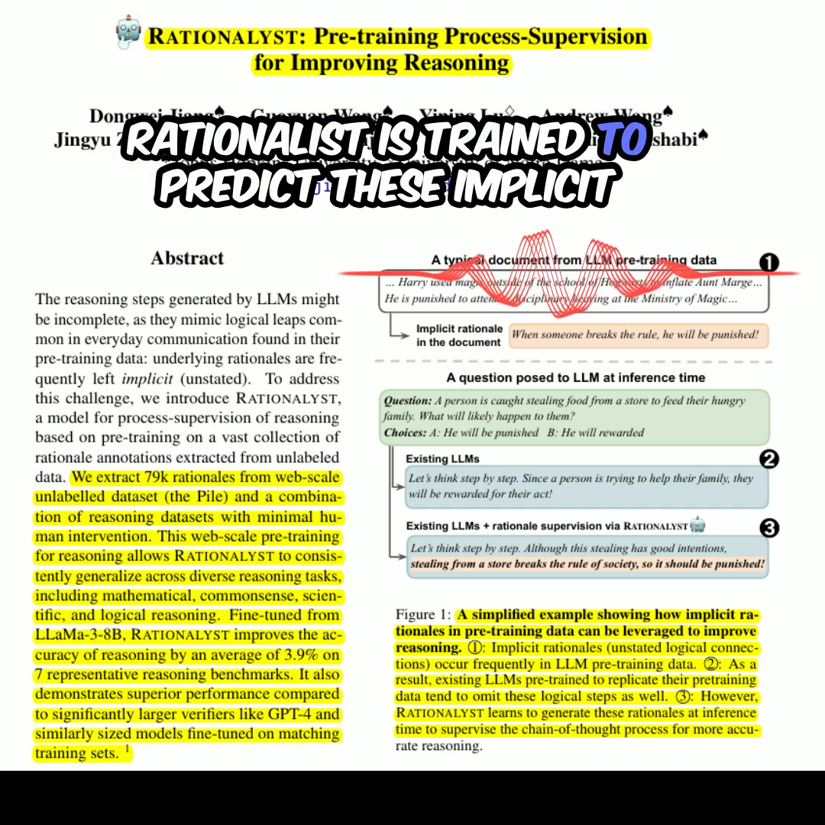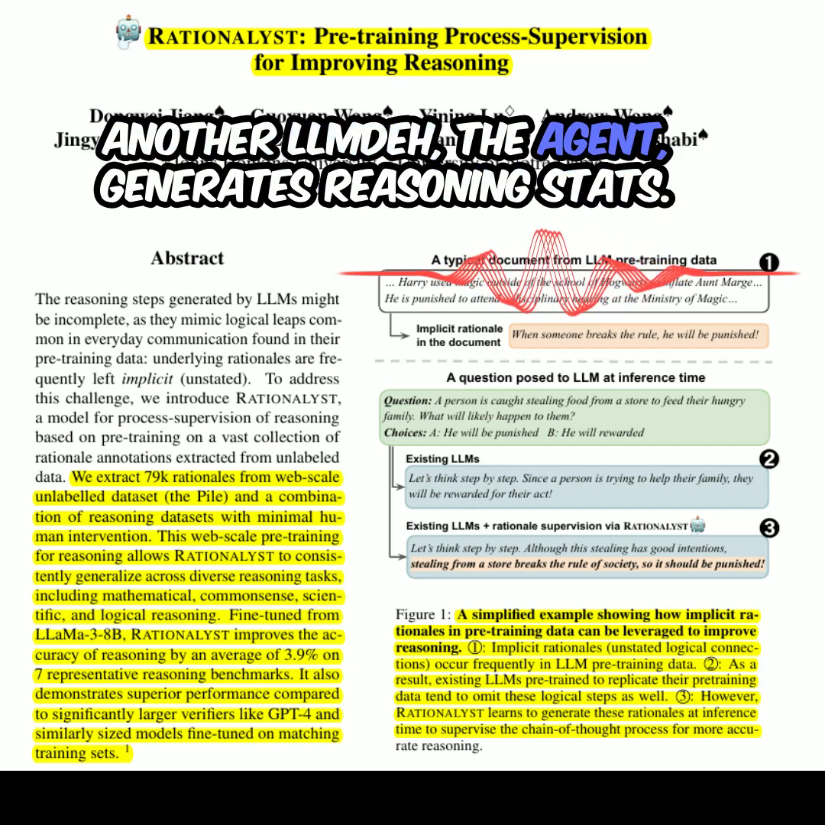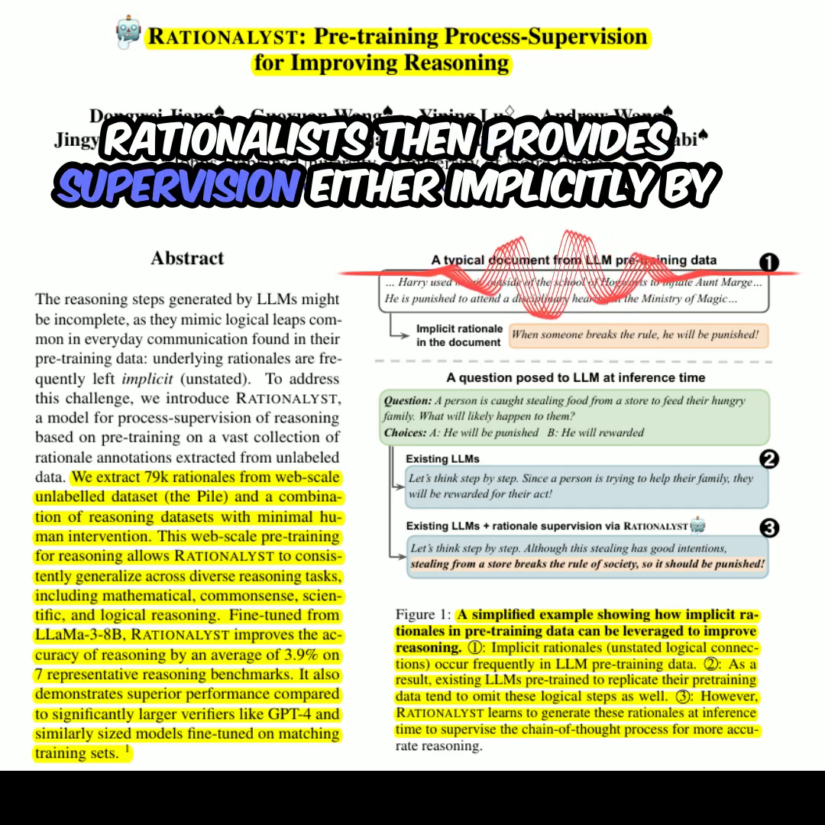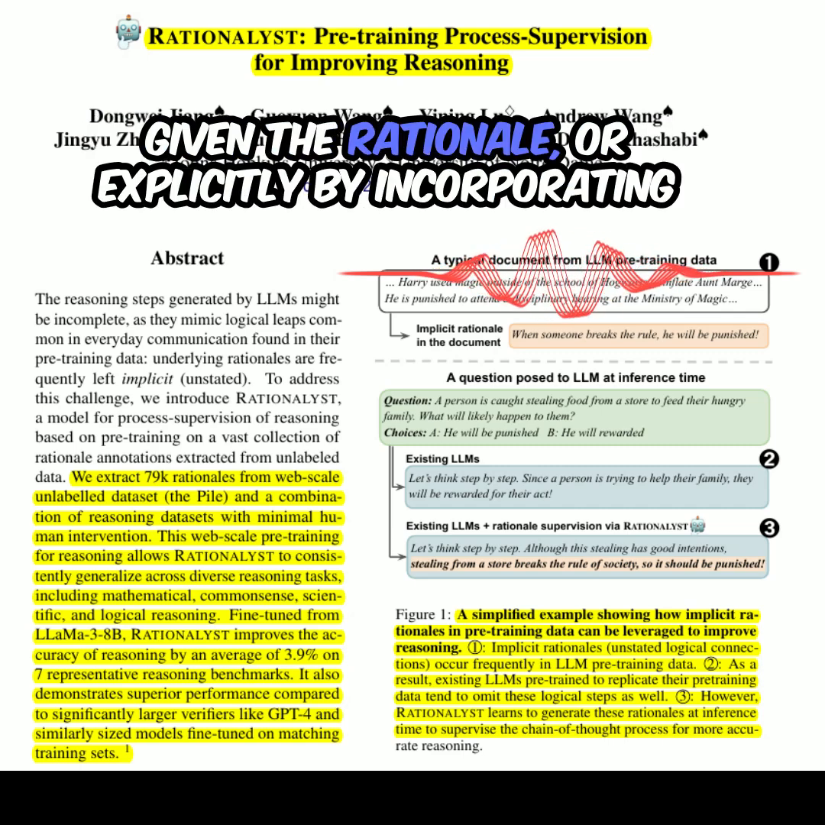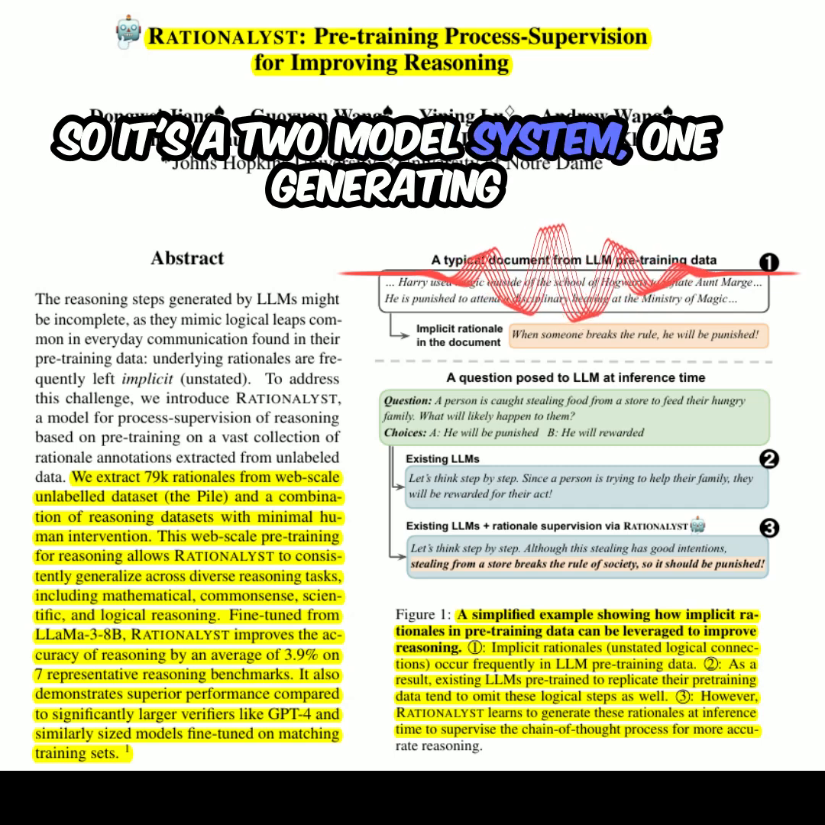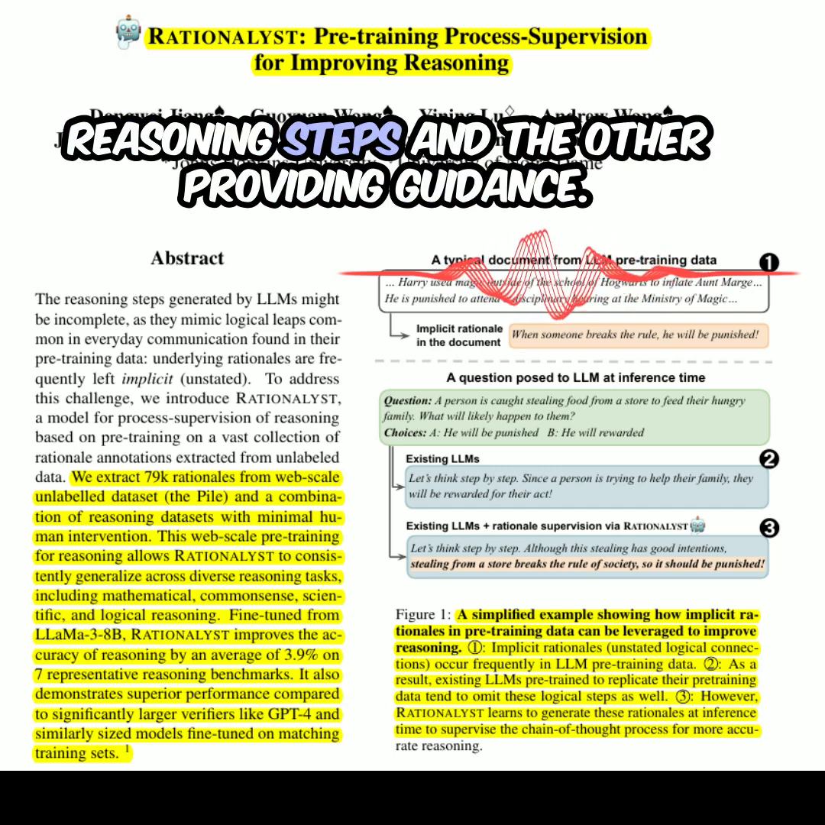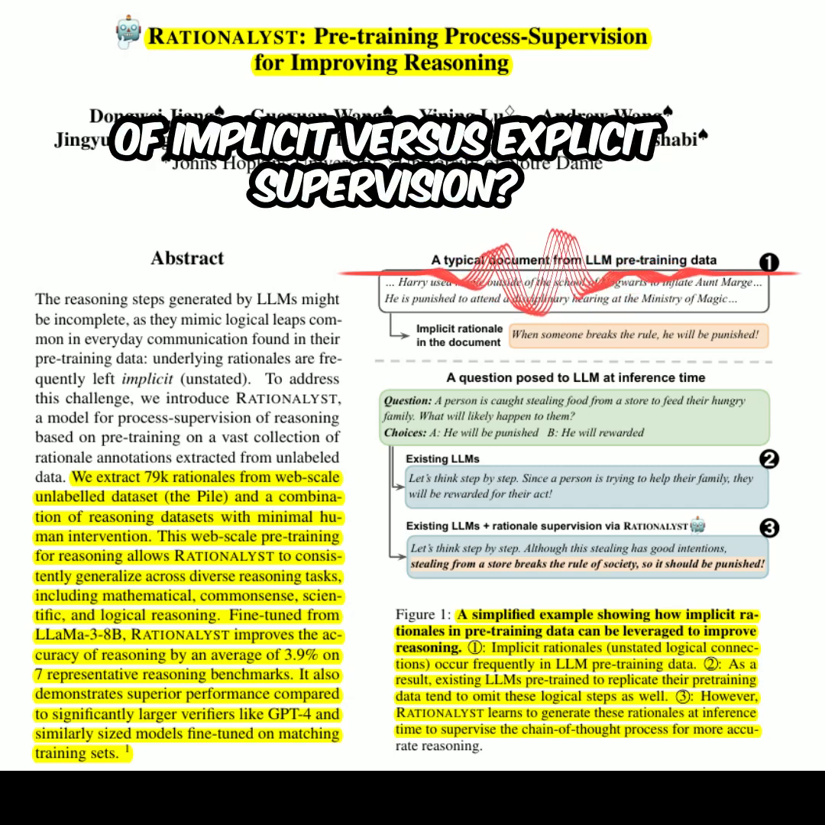Rationalist is trained to predict these implicit rationales given the preceding context. During inference, another LLM, the agent, generates reasoning steps. Rationalist then provides supervision, either implicitly, by scoring the likelihood of the next step given the rationale, or explicitly, by incorporating the rationale directly into the agent's input. So it's a two-model system, one generating reasoning steps and the other providing guidance. What are the comparative advantages of implicit versus explicit supervision?